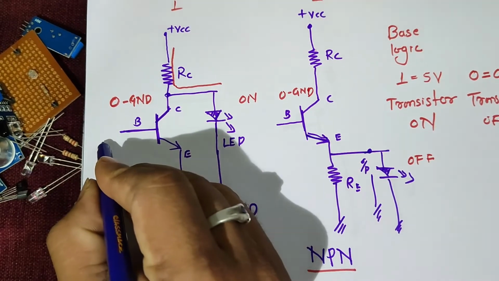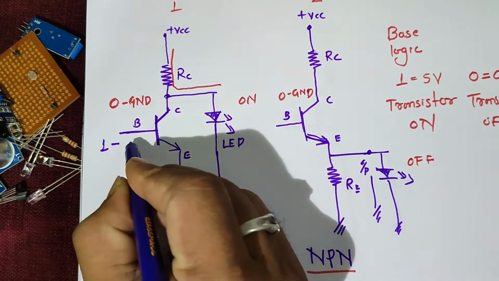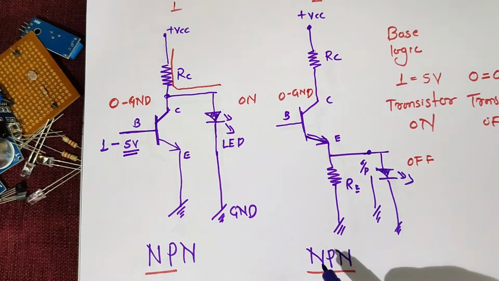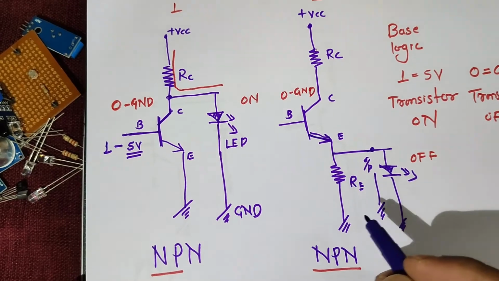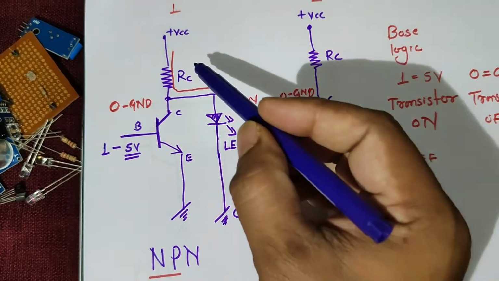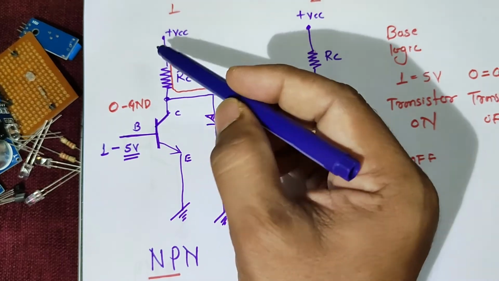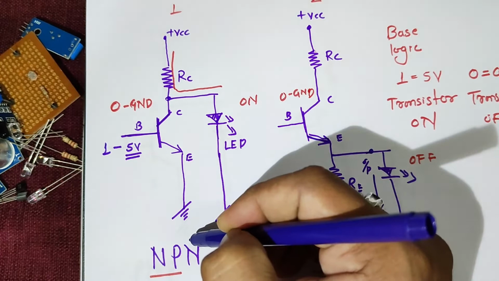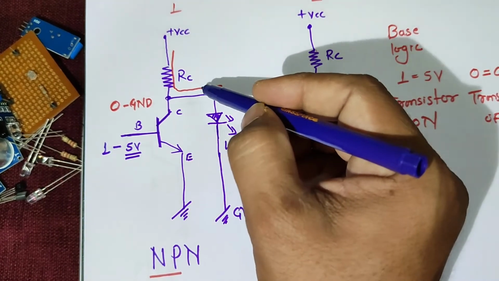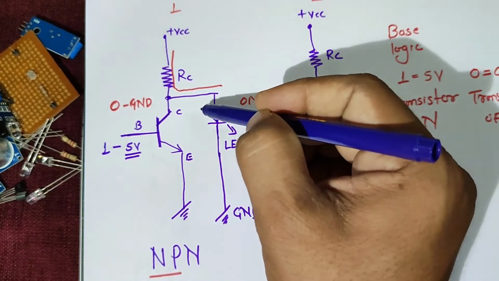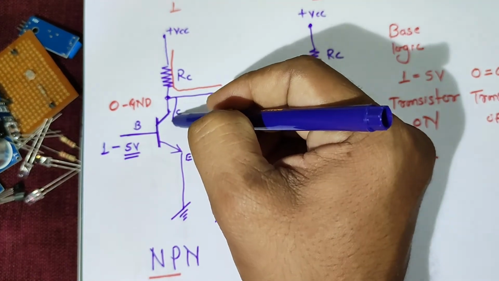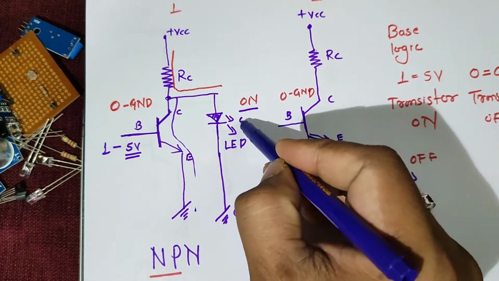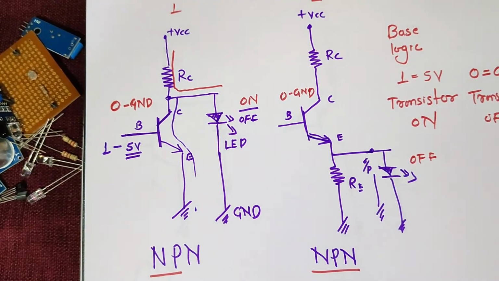Now I'll make the base logic 1, that is, assume a 5 volt logic 1. What will happen in the first condition where the output is with respect to the collector? There will be a flow of charge from collector to the emitter. So less current will be flowing through the collector to the LED, as it will directly flow from collector to emitter. So in this case the output is now going to remain off.